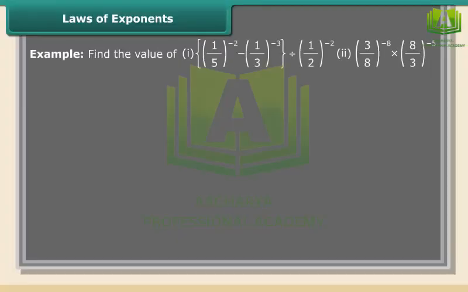Example: find the value of 1. (1/5^(-2) - 1/3^(-3)) divided by 1/2^(-2). 2. (3/8)^(-8) × (8/3)^(-5).